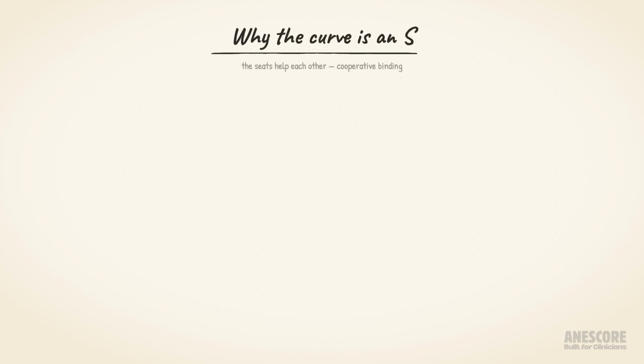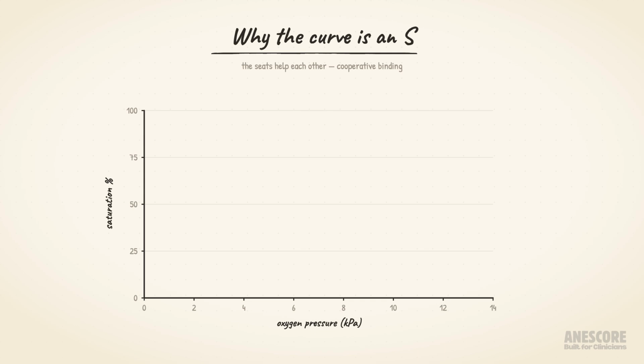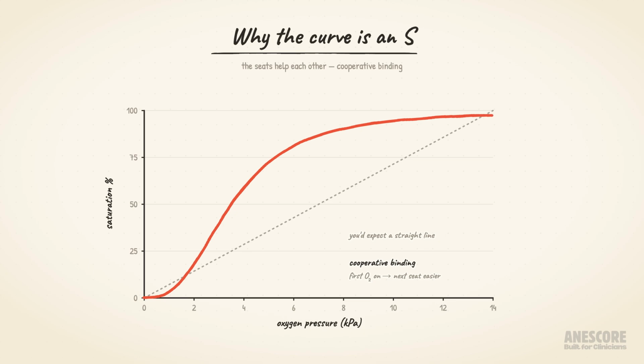Now let's draw a picture of hemoglobin filling up. Down the side, we put how full it is, its saturation. Along the bottom, the oxygen pressure pushing in. You might expect a straight line, but it isn't straight. Here is the trick. As the first oxygen climbs aboard, it changes the shape of hemoglobin and makes the next seat easier to fill. The seats help each other. We call that cooperative binding. And that teamwork bends the line into an S. This S has a name, the Oxyhaemoglobin dissociation curve.